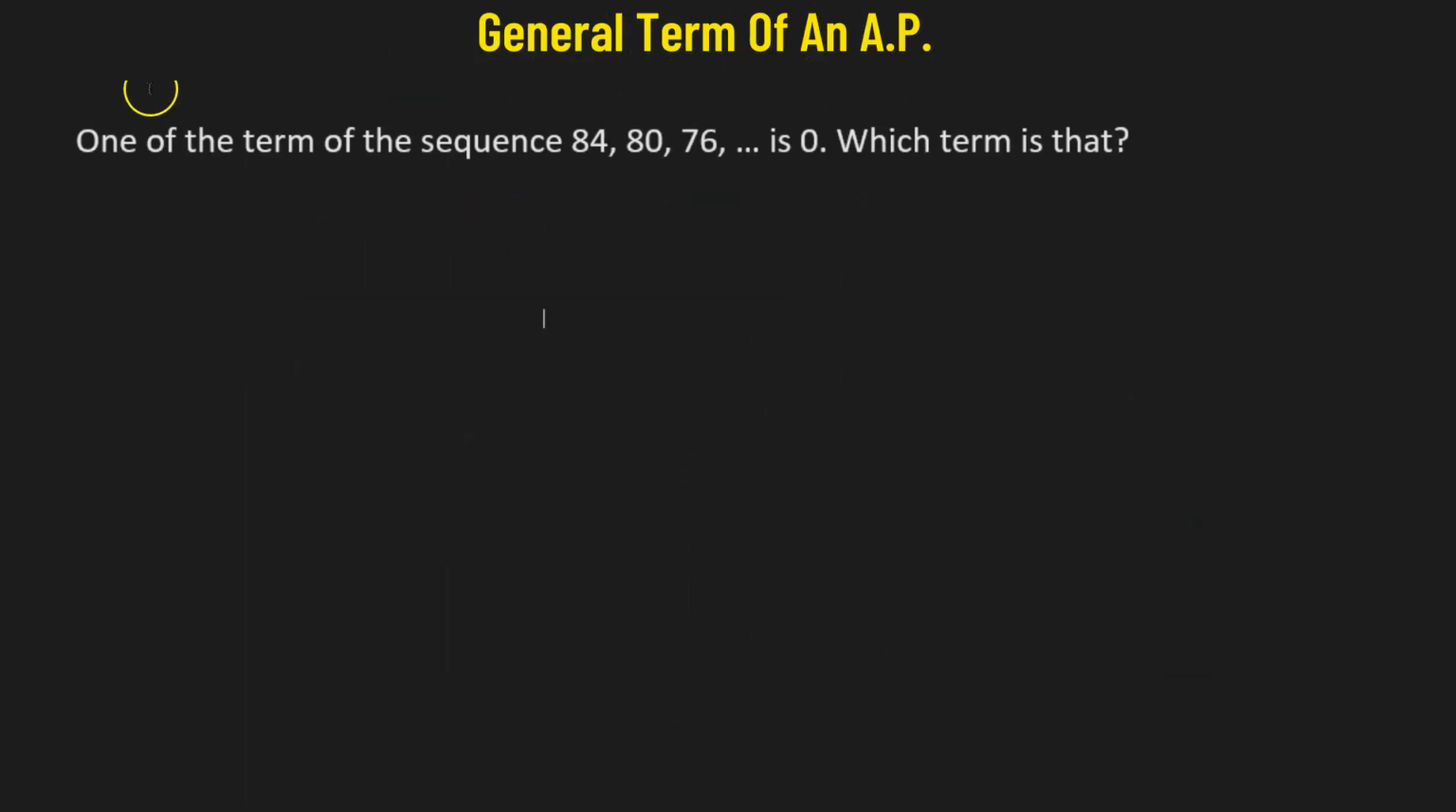Now, here we have our first term, so that's 84. Our second term is 80, and our third term is 76. So here you can quickly find the common difference. So this is going to be an AP. We'll just consider the second term, and from it we're going to subtract the first term. This is going to have the value 80 minus 84, which is negative 4.